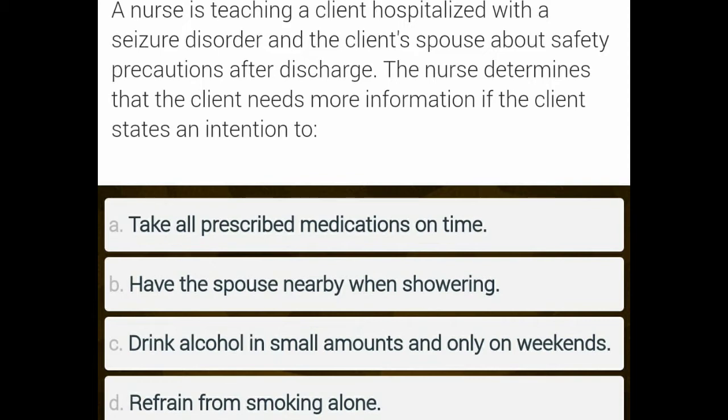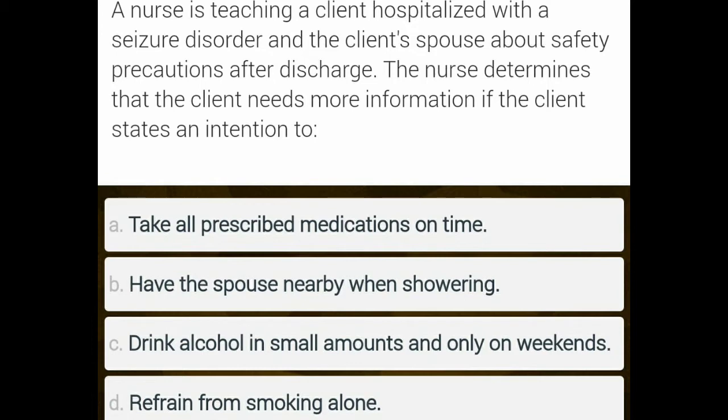These kinds of questions are called negative questions, because the patient or a family member did not understand. So we have to clarify their doubt or give more explanation. Our answer should be something like a negative thing. Okay, we can go to the options. First one, take all prescribed medications on time. Second, have a spouse nearby when showering. Third, drink alcohol in small amounts and only on weekends. Fourth, refrain from smoking alone.